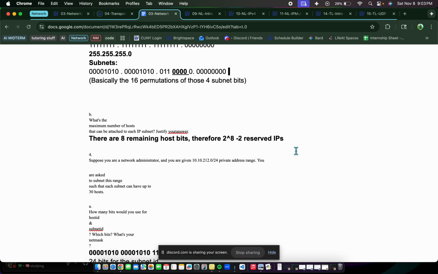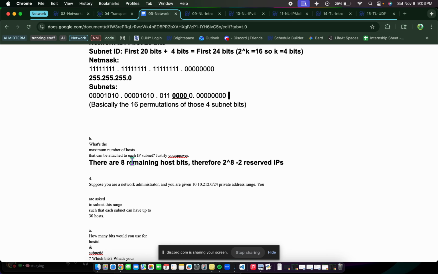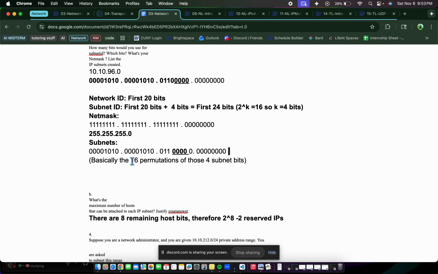Anyway, so over here, right now we have the maximum number of hosts. So the hosts are the remaining 8 bits. So that means we're going to have 2 to the 8 minus 2 is the formula.